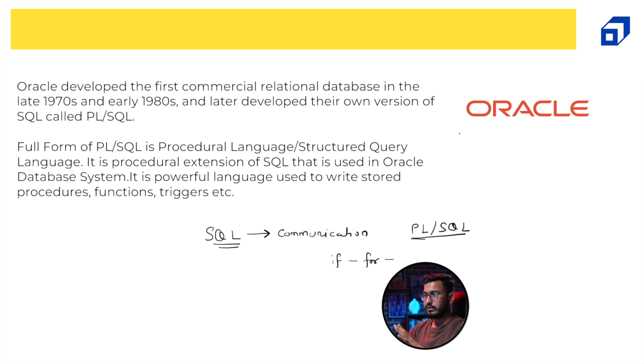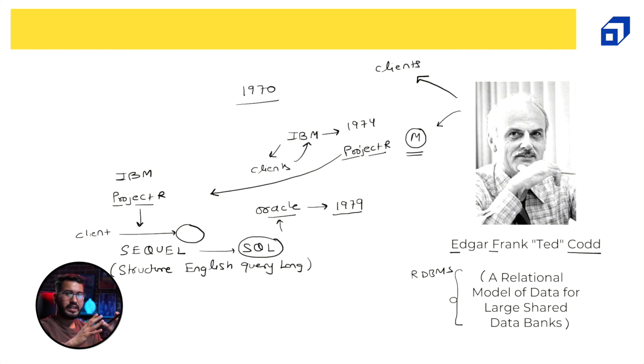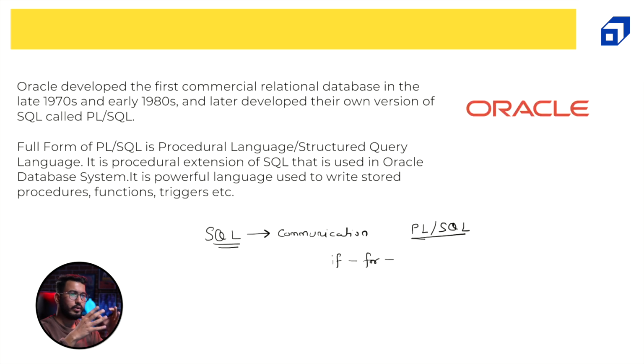Let's come back to the vendor topic, and first summarize everything we have discussed. EF Codd developed the idea of the RDBMS system, which was first implemented by Oracle in 1979. SQL was a language developed by the IBM team working on Project R, and later the name was changed to SQL. Then Oracle was the company that developed the language PL/SQL.